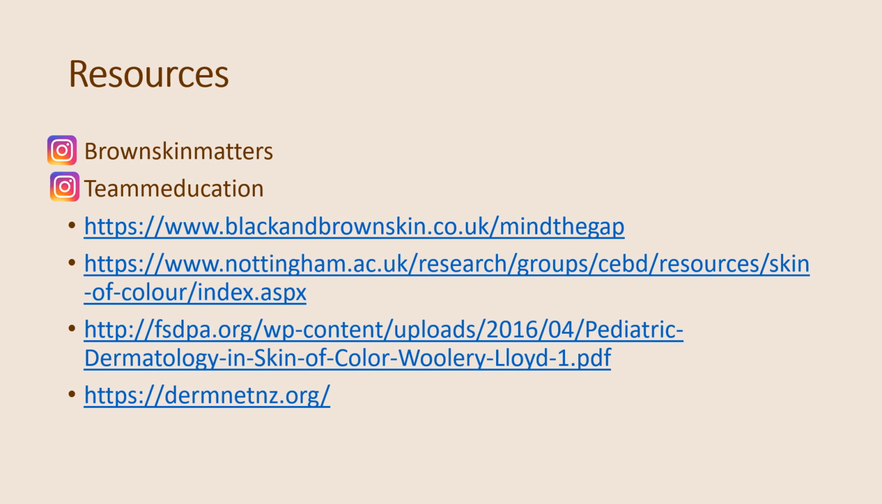Brown Skin Matters is an Instagram page set up by a non-medic mum who noticed a rash on her son who has skin of colour. She attempted to perform a Google search to identify the rash, but found that all the pictures that she came across were of patients with white skin. Therefore, she set up this Instagram page as a resource for darker skinned patients and to raise awareness of the lack of representation of darker skinned individuals.